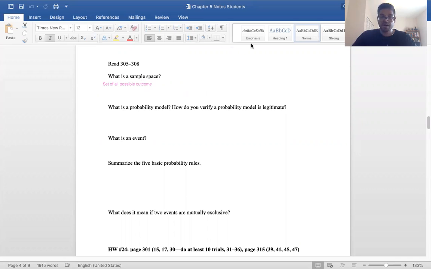What is a probability model? It's a description of some chance process that consists of two parts: a sample space, which we denote with an S, and a probability for each outcome.